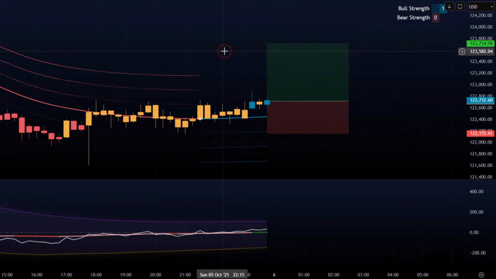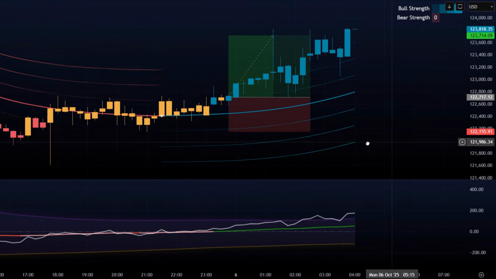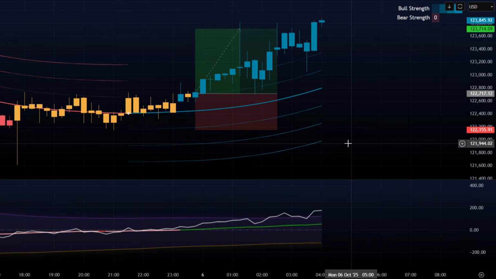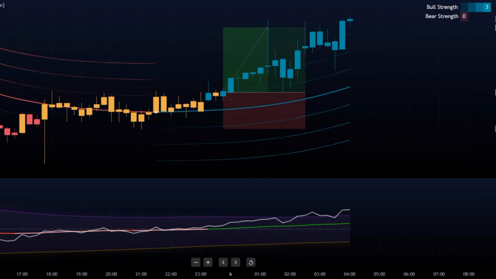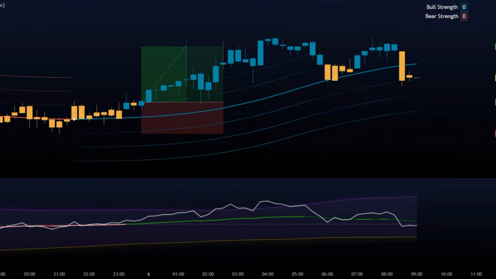Pro tip: if you are in a trade and you get a confirmed signal in the opposite direction, consider closing your trade early. This can help you protect your profits. This strategy is powerful because it keeps you on the right side of the trend, but you must backtest it for yourself. See if it works for the assets that you like to trade.